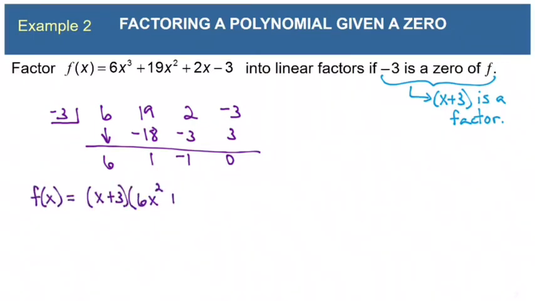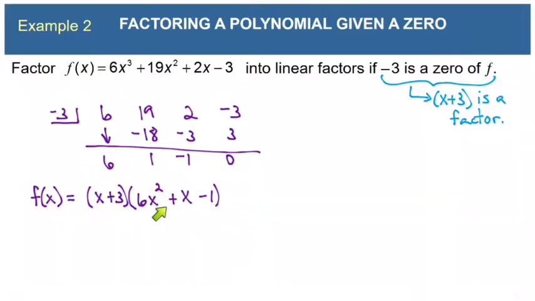All right, so now we know that our function, which used to look like this, has now been broken into two factors. The x minus negative 3, or we write x plus 3, and the other factor, which is the quotient of our division process. So 6x squared plus x minus 1. Remember, when you divide, your quotient multiplied by your divisor gives you the thing you divided into. So our function has now been separated into two factors.